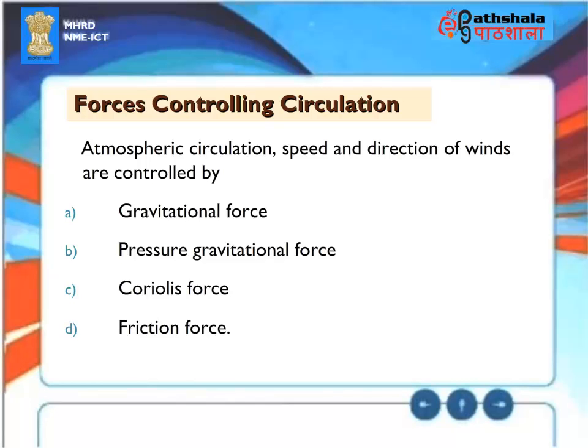Forces controlling circulation. Atmospheric circulation, speed and direction of winds are controlled by gravitational force, pressure gradient force, Coriolis force, and friction force.